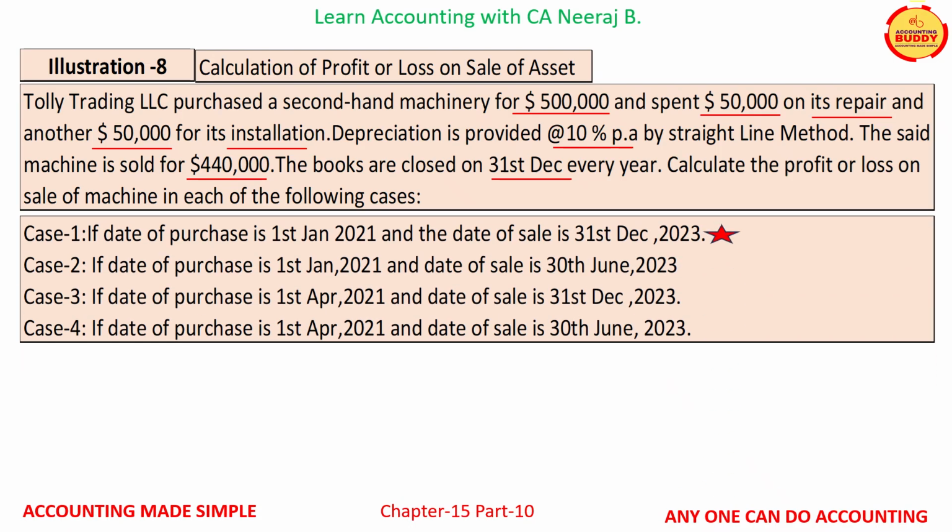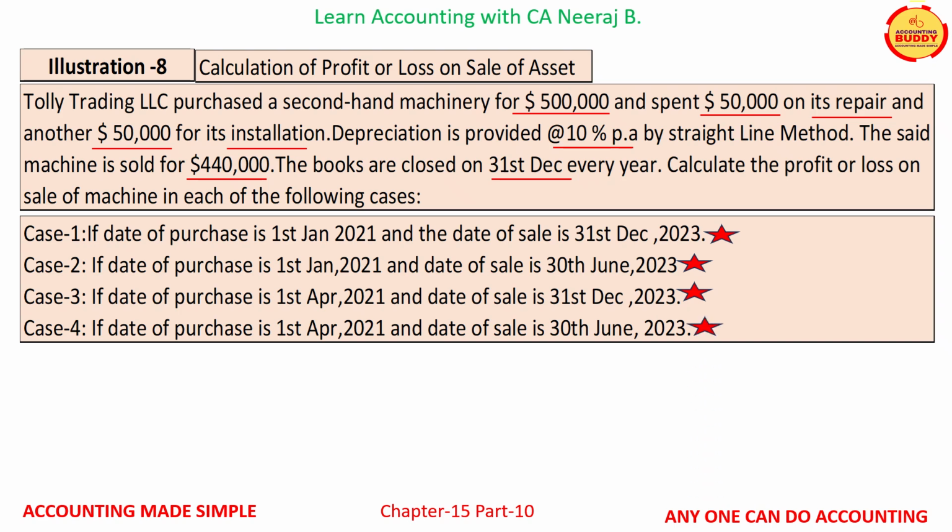Case 1, if the date of purchase is 1st of January 2022 and the date of sale is 31st December 2023. Case number 2, if the date of purchase is 1st of January 2021 and the date of sale is 30th June 2023. Case 3, if the date of purchase is 1st April 2021 and the date of sale is 31st December 2023.